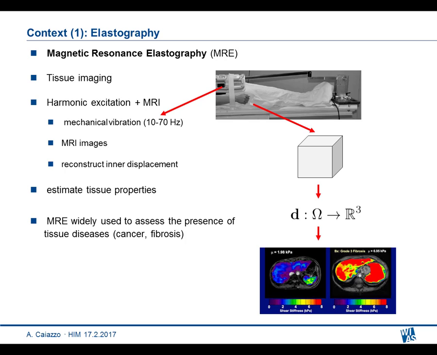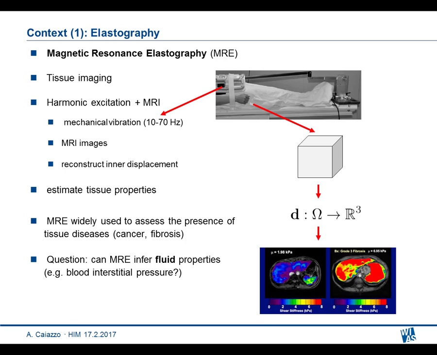This is widely used to assess if there are diseases such as cancer. This is an image just as an example. You can see different colors mean different stiffness, for example. And it's known that cancer is stiffer than normal tissue, so you can see if there is some problem.